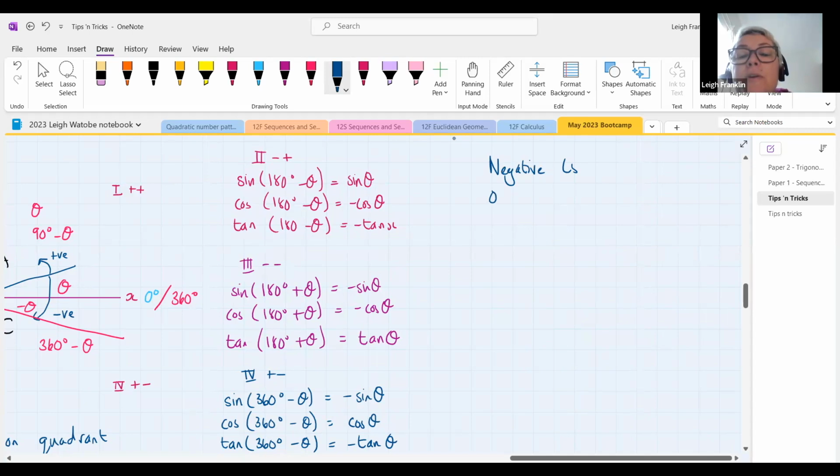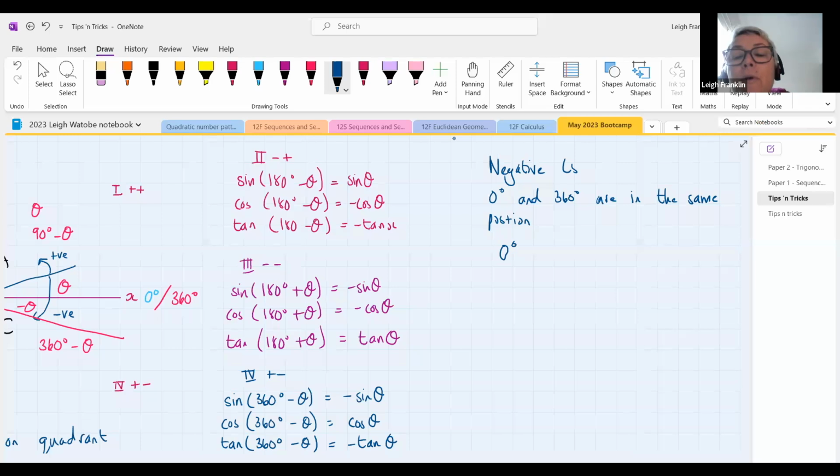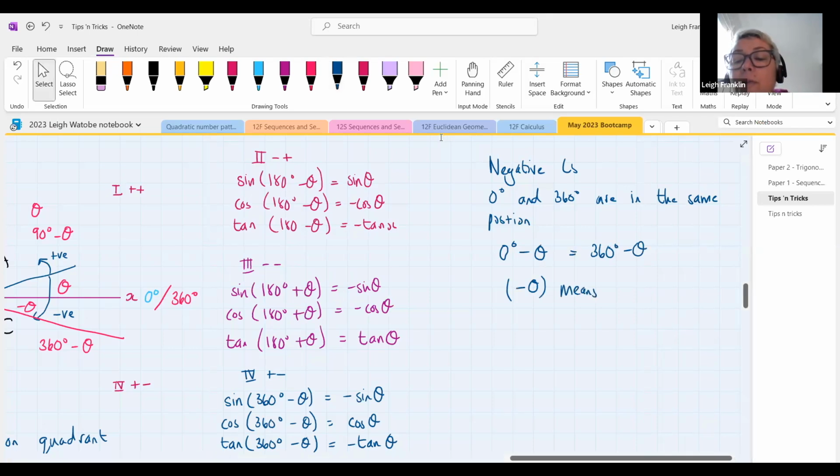All right, so 0 degrees and 360 degrees are in the same position. So that means that 0 minus theta is the same as 360 minus theta. Okay, so that is why we consider negative theta means the fourth quadrant.